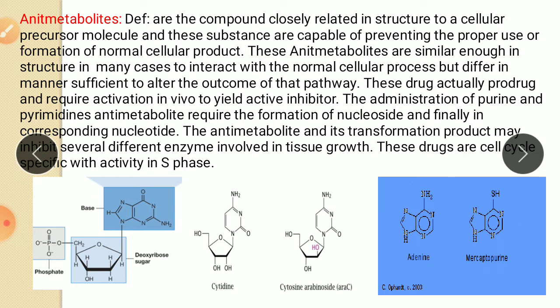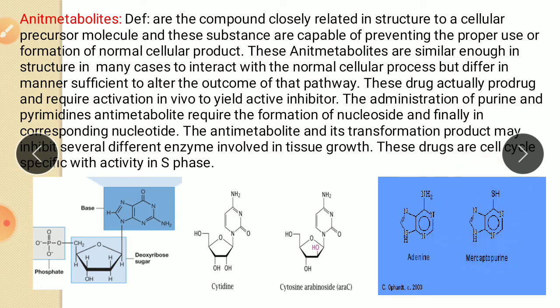So these antimetabolites have structural similarity with these bases. For example, here it is cytidine, which is a normal base of DNA and RNA, and here is a drug, cytarabine arabinoside. So there is a structural similarity between these two. Similarly, adenine is a base and mercaptopurine is a drug.